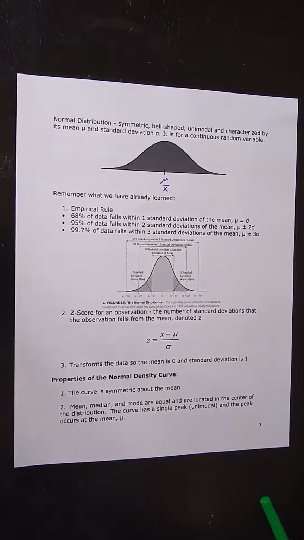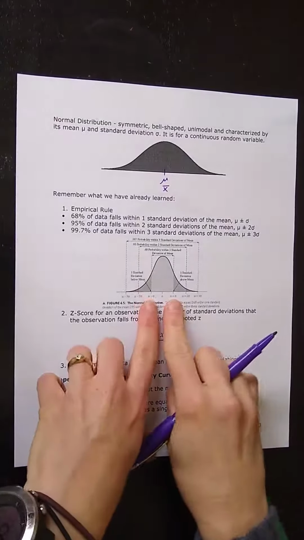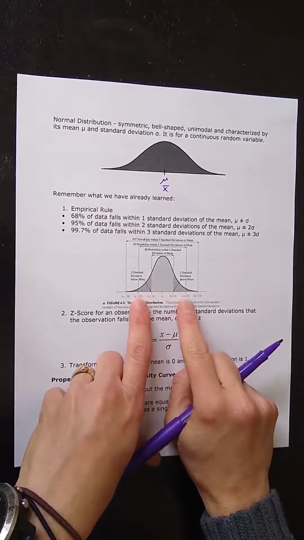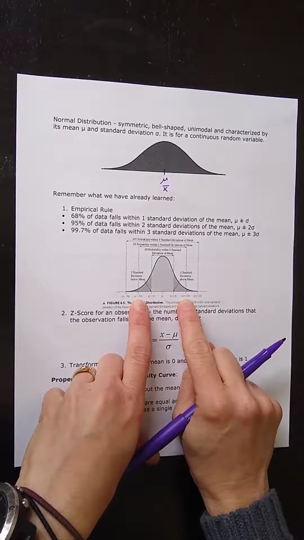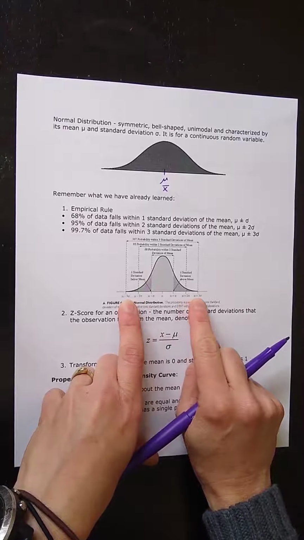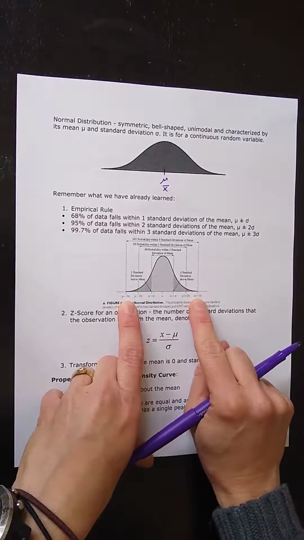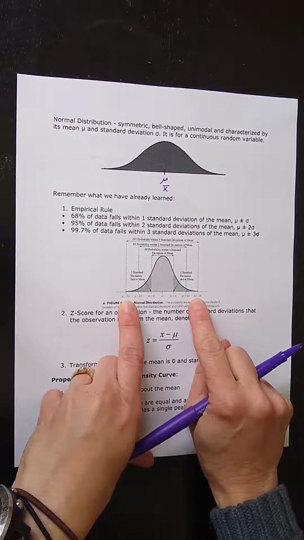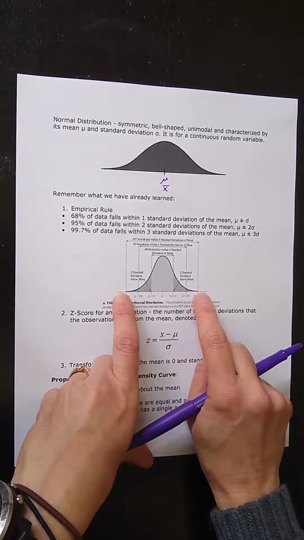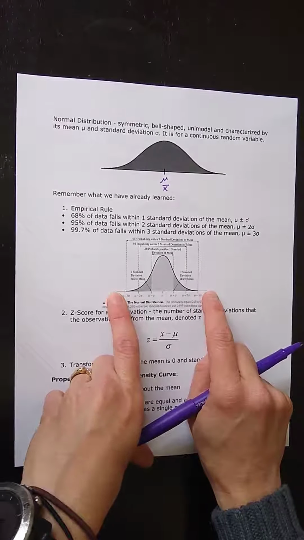So we have 68% of the data within one standard deviation above and below the mean, 95% of the data from 2 standard deviations above the mean to 2 standard deviations below the mean. And if we go out 3 standard deviations on both sides of the mean, we get 99.7% of the data. So almost all of the data falls in here. There's just tiny, tiny, tiny little bits out here.